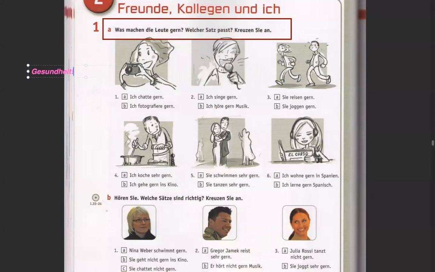Freunde, Kollegen und ich. So was machen die Leute gern? Gern means like to. Okay, it is not to like. It is not a verb. It is an adverb. So you can use a verb with an adverb that modifies your verb. If I ask you, was machst du, this means what are you doing? But if I say, was magst du gern, this becomes what do you like to do?